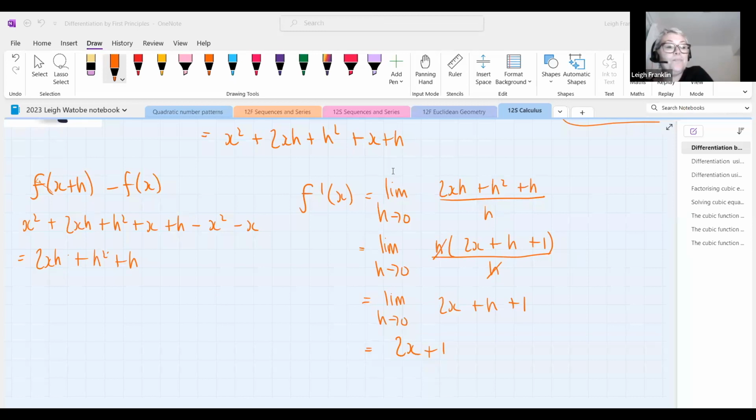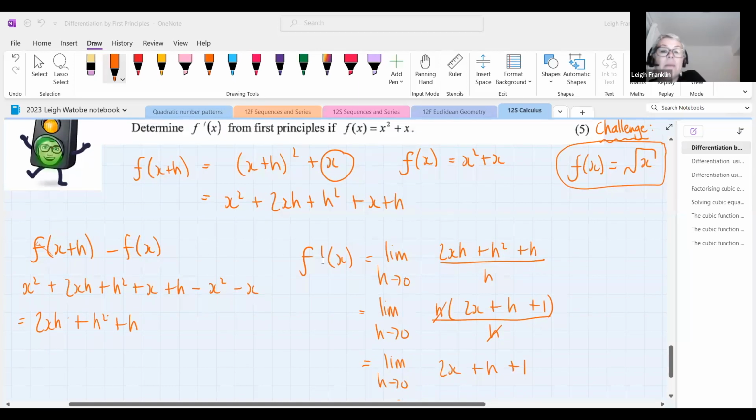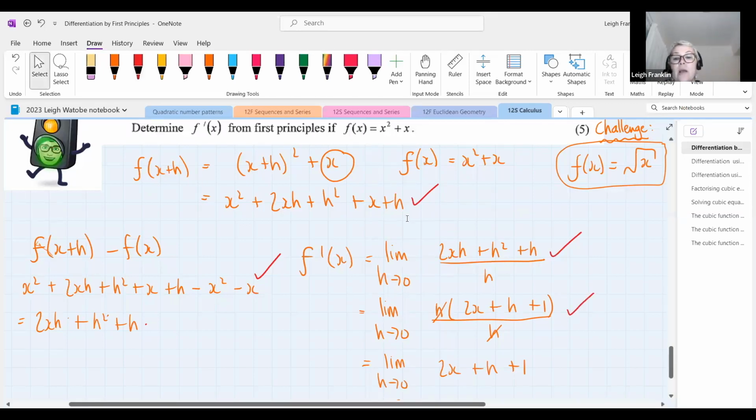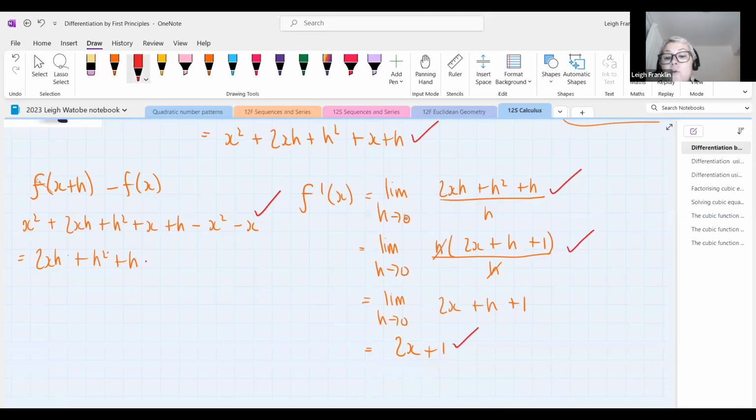Can I ask how would they mark this question? Yes, very good question. I'm glad you asked me that. There is always a mark for subbing in. So in other words, you would get a mark for calculating f of x plus h. You would get a mark for calculating the difference between the two, for subtracting. Then there would be an accuracy mark for simplifying. There's always a mark for taking out h as the highest common factor, and then they would give you a mark for the answer. So most of the time, these questions are out of 5.